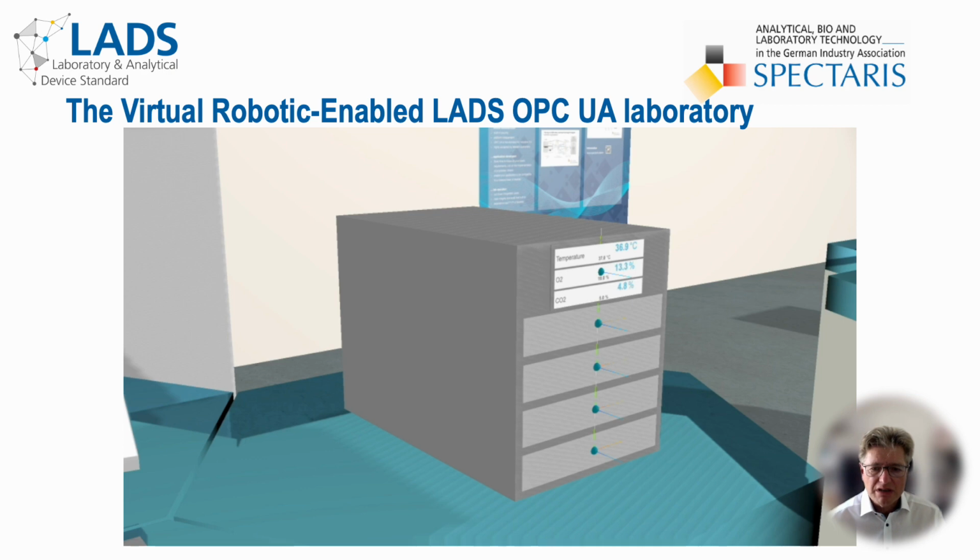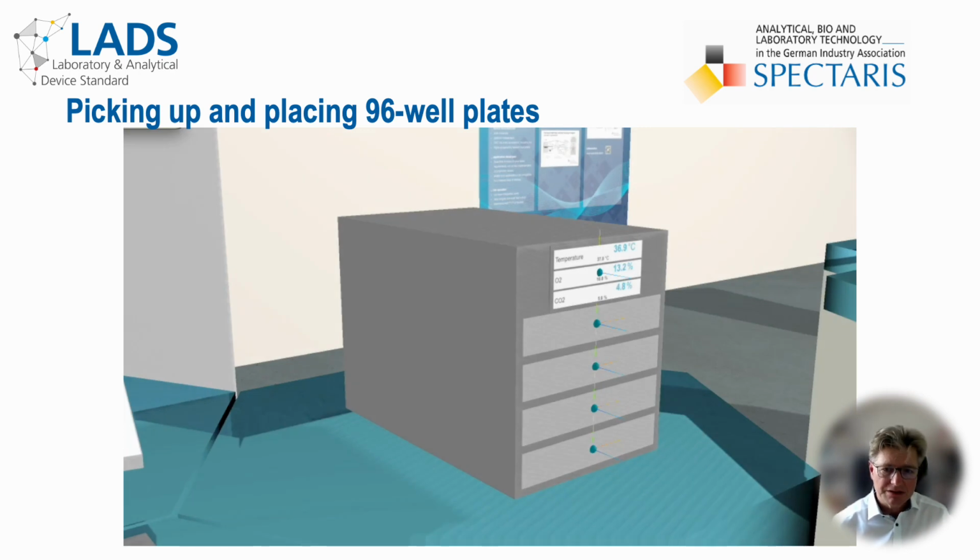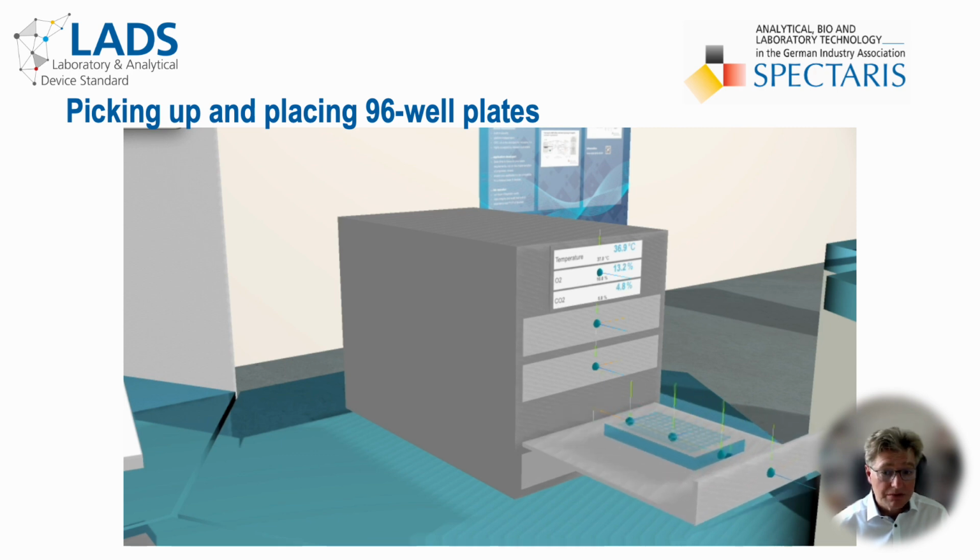This incubator provides controlled process conditions for cell cultures such as temperature, oxygen concentration, carbon dioxide concentration, and is able to accept up to 4 96 well plates, a very typical labware format. Each 96 well plate will be placed in one of the 4 drawers. A typical operation is picking up a plate once the incubation is complete and its transport to another location for further processing. The drawer opens and exposes the 96 well plate.